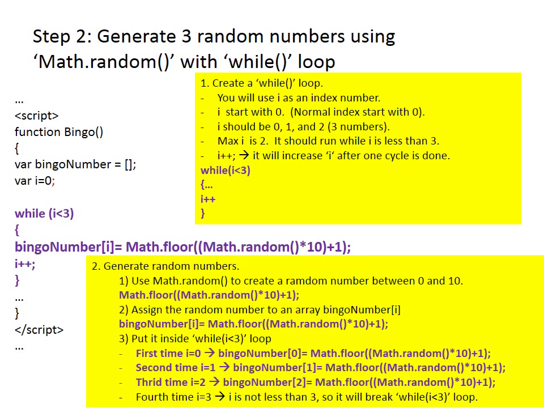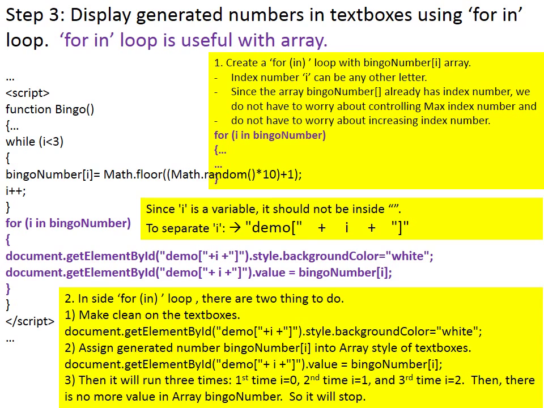In step 2, use the built-in functions Math.floor and Math.random to generate 3 random numbers between 0 and 10. You may use a while loop and save the number inside the bingoNumber array each time. Then after 3 times of looping, the bingoNumber array will have 3 random numbers as its values. In step 3, use the for/in loop for the bingoNumber array. Now the bingoNumber array has 3 elements, so the for/in loop will loop 3 times. The variable i will be used as the index number.